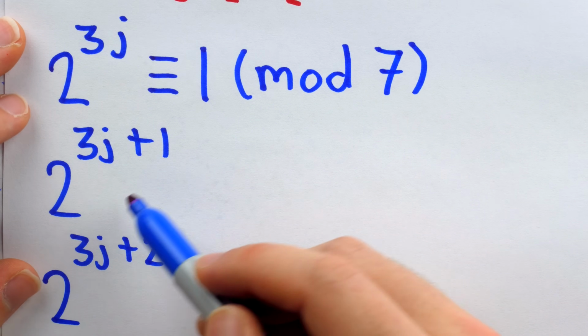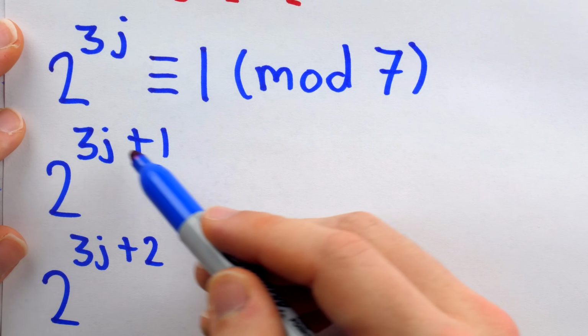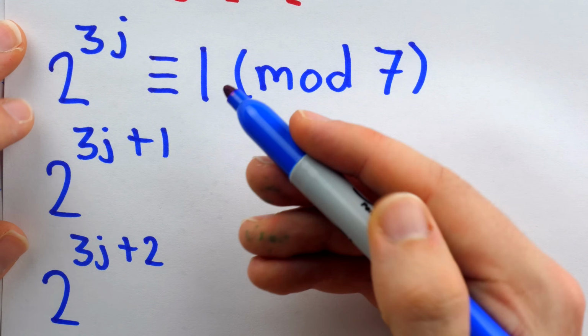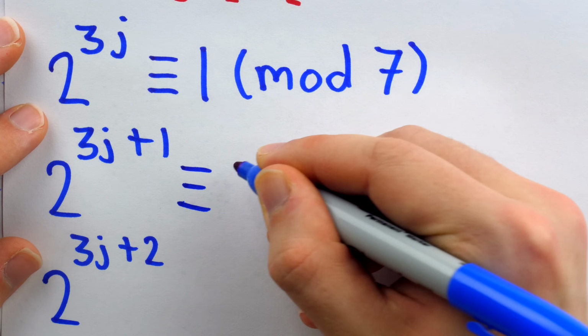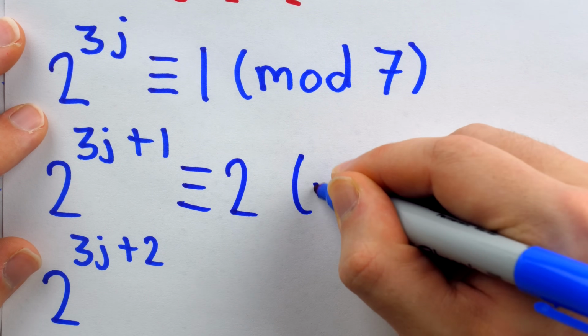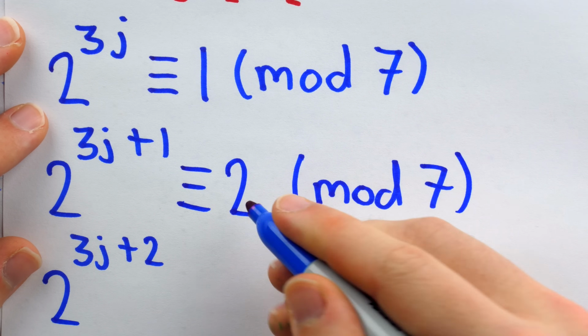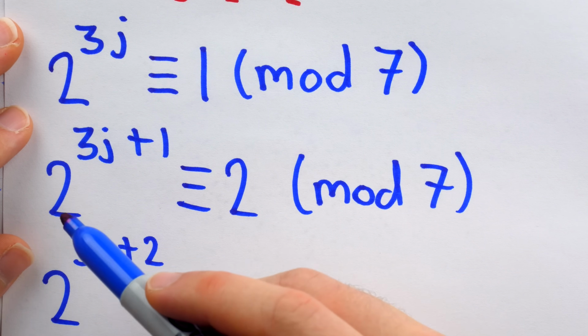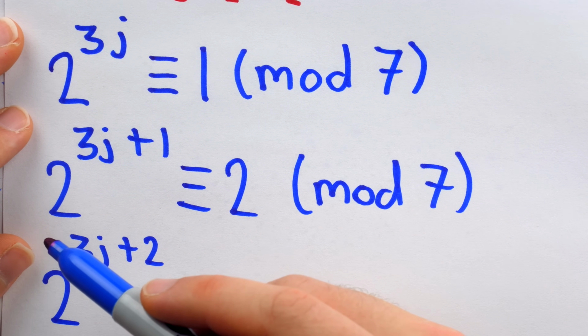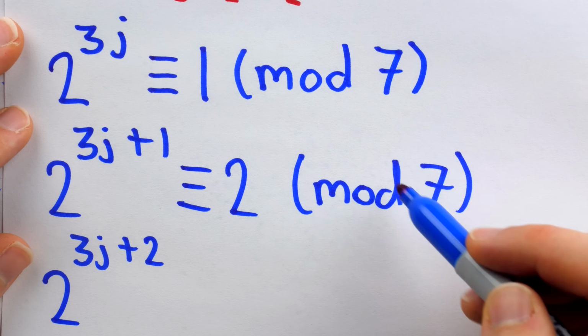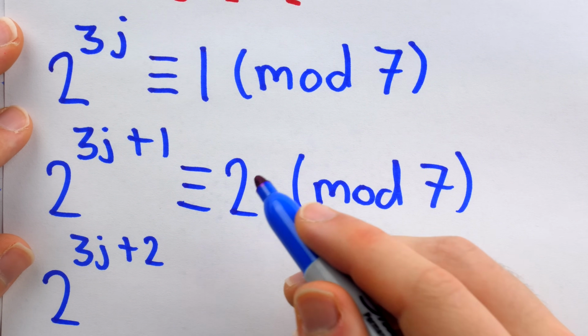On the other hand, these numbers, powers of 2 where the exponent is 1 more than a multiple of 3, are all congruent to 2 mod 7. So when numbers of this form are divided by 7, you get a remainder of 2. For example, 2 to the power of 4 is 16. 16 divided by 7 is 2, with the remainder of 2.